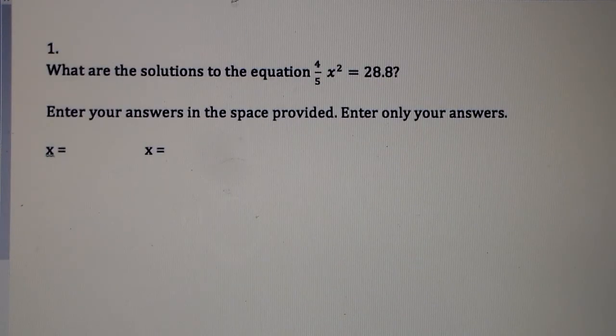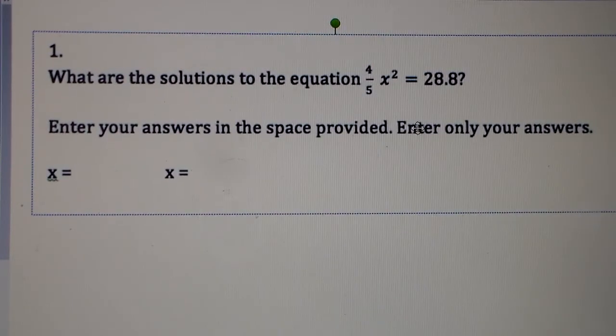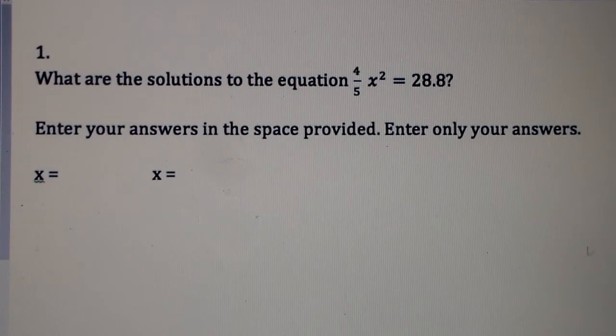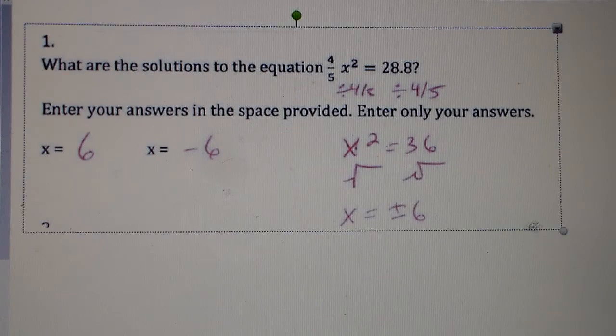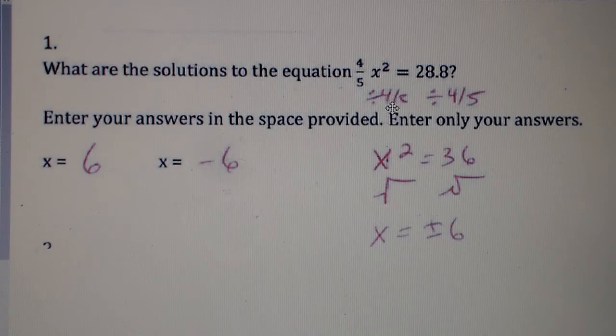Let's do another. Let's make it a little bit bigger here too, so you can see it. So our problem here says, what are the solutions to the equation 4/5 times x squared equals 28.8? Enter your answers in the space provided, and enter only your answers here. So I'm going to do the work. Try to make it bigger. We divide by 4/5 to both sides of that equal sign.